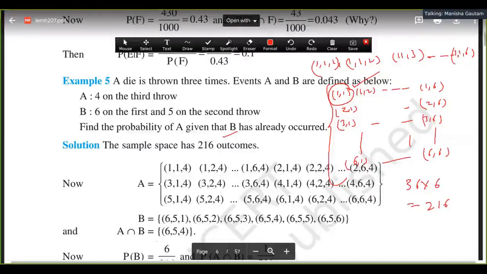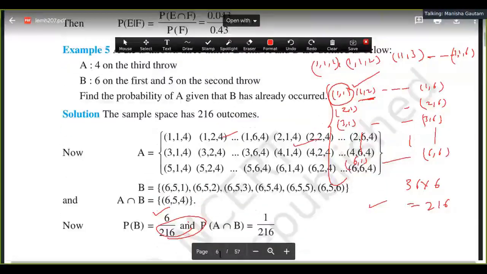Now, what is A and what is B? A means 4 on the third throw. Now, you have to just do this in your mind. Find where you will get the 4 on the third throw: 1,1,4, 1,2,4. You have to just imagine and write down on which elements you will get 4 as the third element. These are the elements. 6 on the first and 5 on the second throw is B. Get it from the sample space. The intersection part is only one element.